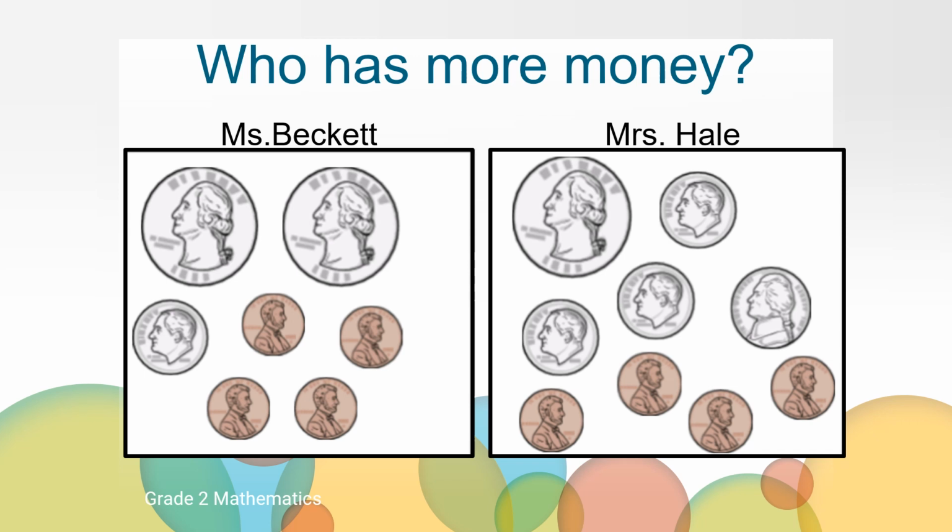First, I counted the amount of money that Miss Beckett had, 64 cents. Then I counted the money Mrs. Hale had. She also had 64 cents. 64 cents is the same as 64 cents. What symbol did you use to compare their money? Equal to. 64 cents is equal to 64 cents.